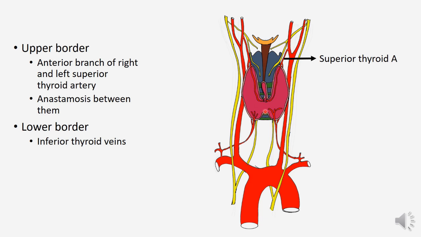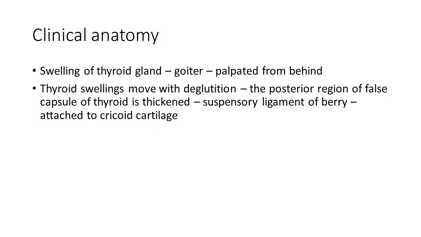As you can see, if you are thorough with the blood supply, that is the major artery supplying the gland, its course and relations, it is easier to enumerate the relations of the thyroid gland also. Now moving on to the last segment, that is the clinical anatomy.